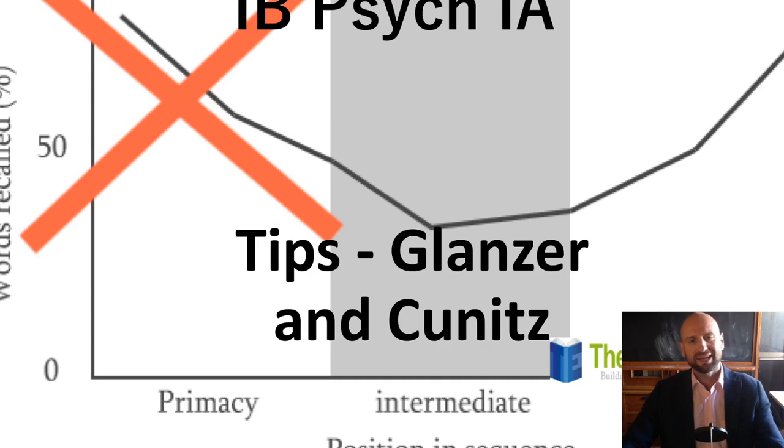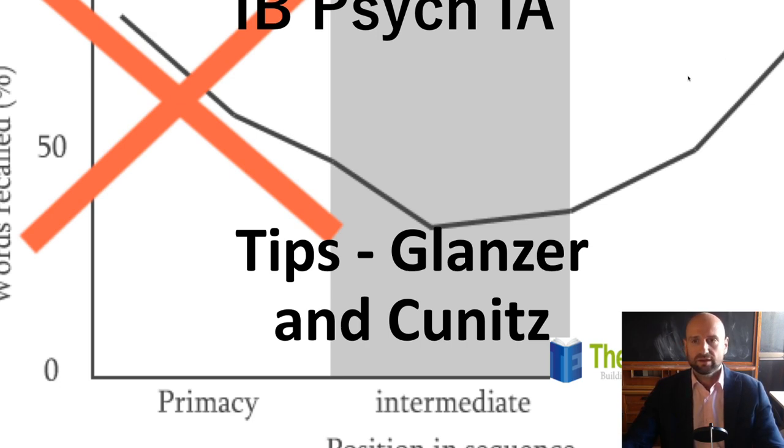If you are doing Glanzer and Cunitz, the serial position effect, primacy effect, recency effect, whatever you want to call it, if you're doing that for your IA or you're thinking about doing it for your IA, then I really recommend you watch this video carefully because I'm going to explain some of the common mistakes students make and how you can avoid making those mistakes.